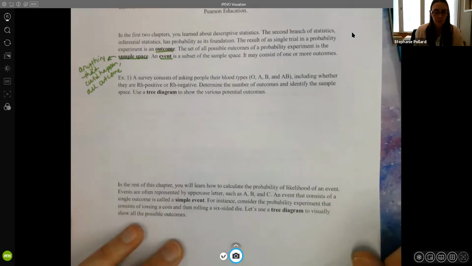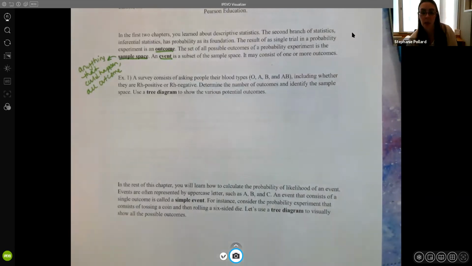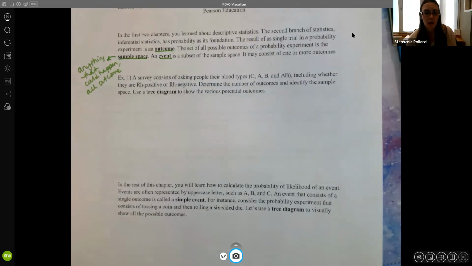So example one, a survey consists of asking people their blood types. So you could be blood type O, A, B, or AB. And it also includes whether you are Rh positive or Rh negative. So a lot of times people will say, oh, I'm A positive or I'm A negative. So that is part of your blood type as well. So we want to determine the number of outcomes and identify the sample space. And we're going to use a tree diagram to show the various potential outcomes here. So a tree diagram is really just a picture that involves branching. You can go in your book for an actual full definition, but I thought it'd be easier just to do it together. So let's go ahead and do that.